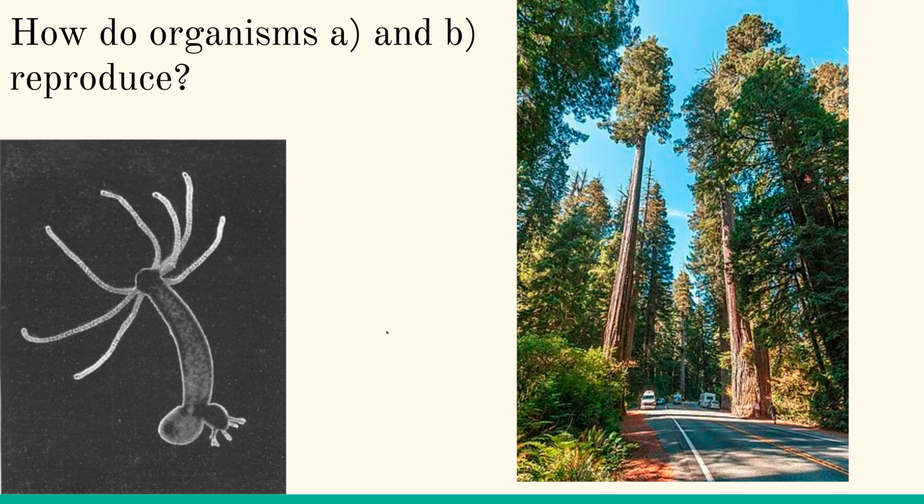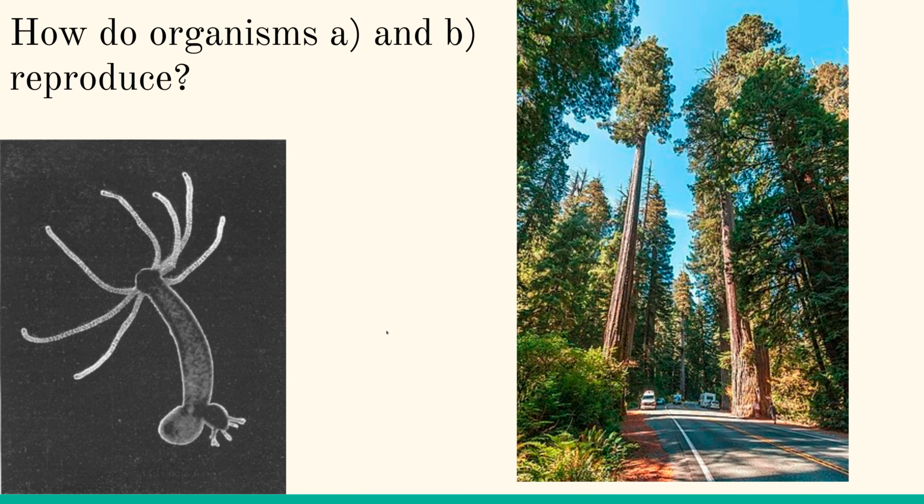So, next question. We have two organisms. This is organism A, and these trees are organism B. How do they reproduce? I'm going to give a little bit of time. If you need more, pause. Okay, I'm going to advance. So, they reproduce via the same medium, asexual reproduction.